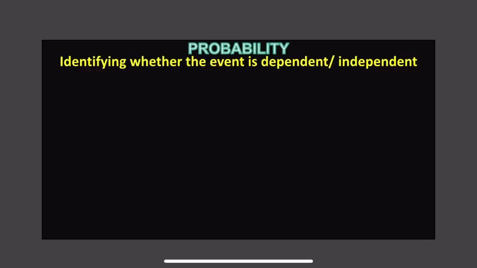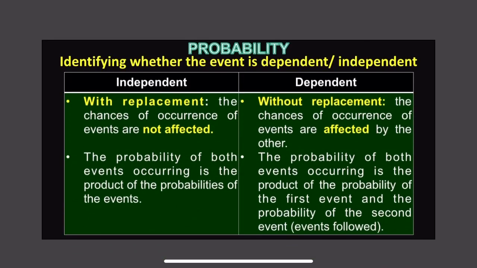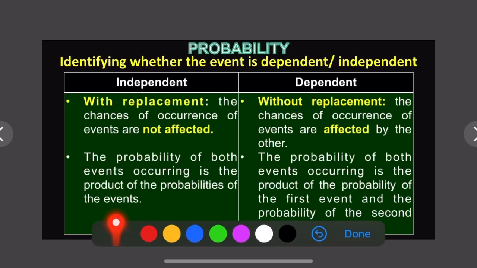How can we identify if an event is dependent or independent? We can look for clues like without replacement, with replacement. So if the events are dependent, we will have without replacement. If the events are independent, we will have with replacement. Or look for the clues which will tell you that the chances of occurrence of the events are not affected, or the chances of occurrence of the events are affected by each other.